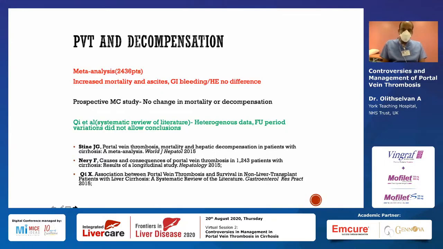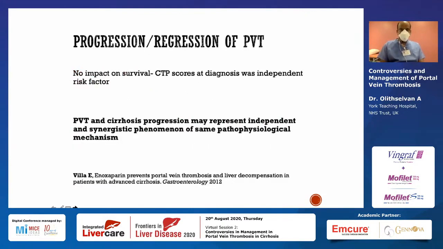So although it looks obvious that with a portal vein thrombus you can have higher portal hypertension and worsening of the liver status, there is no data as such to say that this happens. What about the progression or the regression of the PVT? Again, studies have shown that it doesn't impact survival. What is important is only the CTP score at the time of diagnosis.